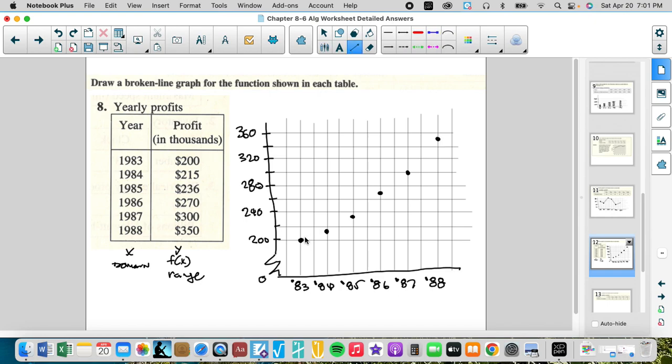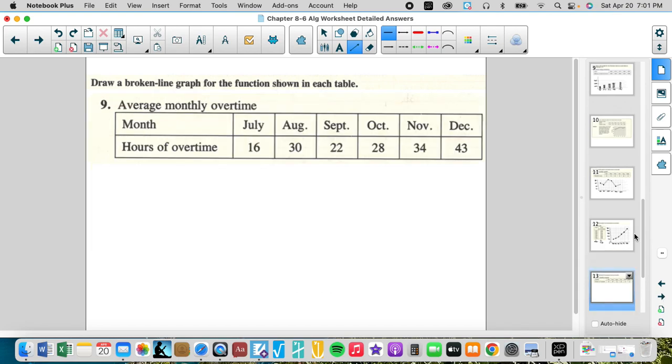Okay, let's connect the dots. Nope. Gotta go back to my lines. Connecting dots on your graph. How many more? 2 more. Draw a broken line graph for the function shown in each table.